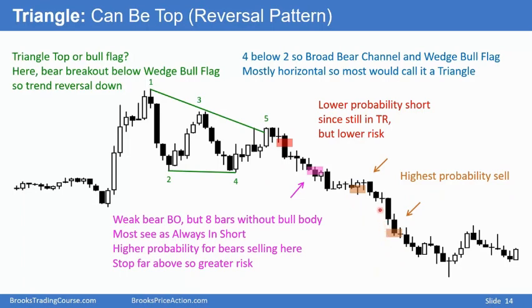Highest probability, 2 pushes up, 1 pullback, 2 below a bear bar, and then a bear breakout, big bar, big follow-through bar, both closing on their lows. This is where the final bulls are giving up. So this is a very high probability short for at least a little bit more down.